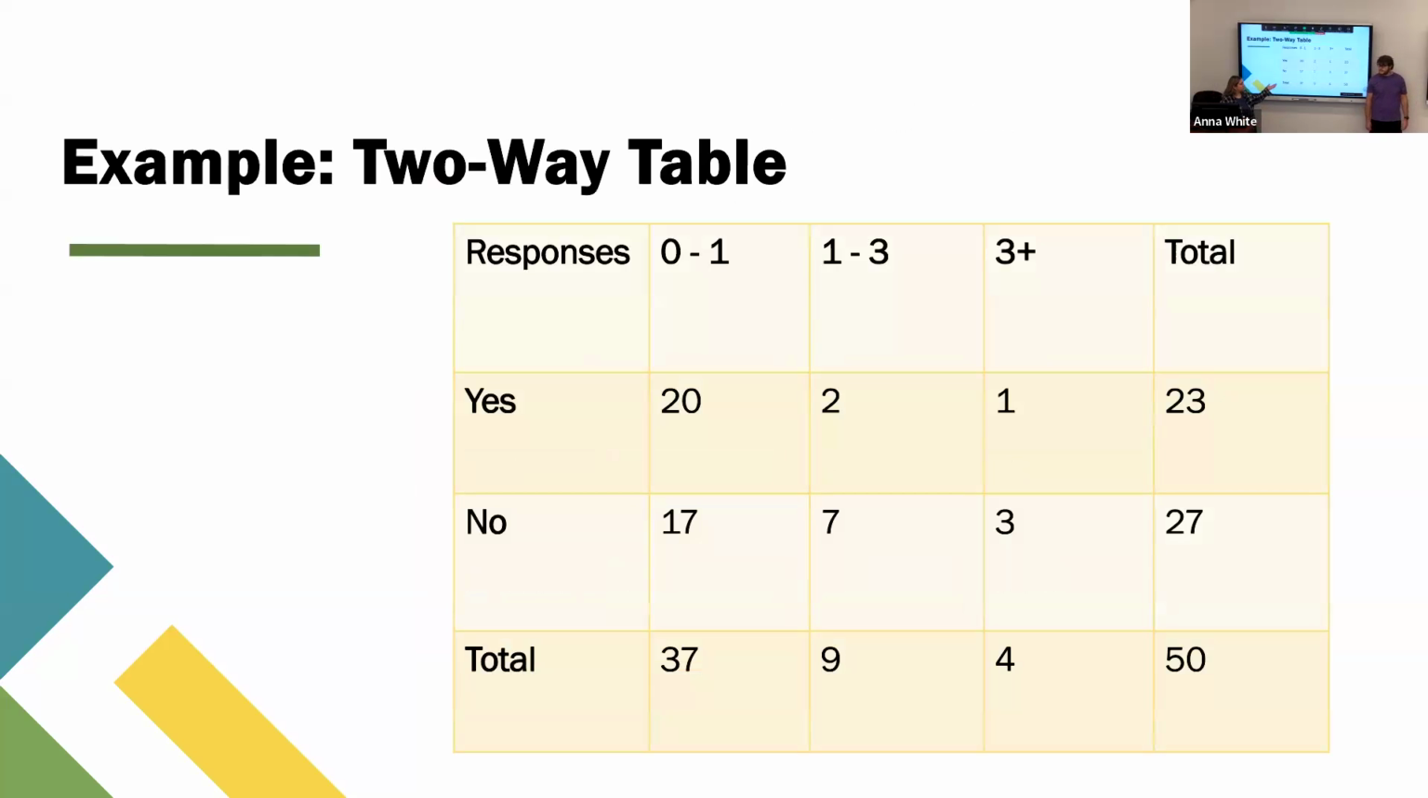At a glance, you can see I surveyed 50 people. I asked them these two questions. It looks like 20 people that I surveyed were students who only had 0 to 1 years of retail experience.